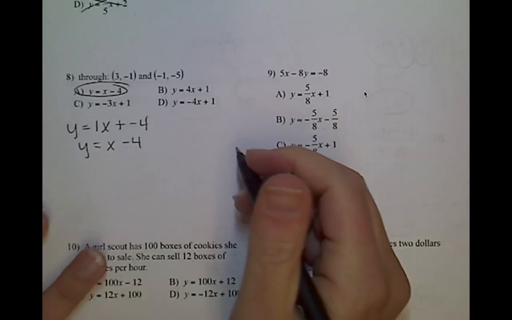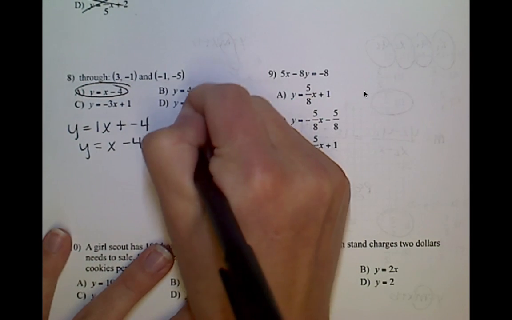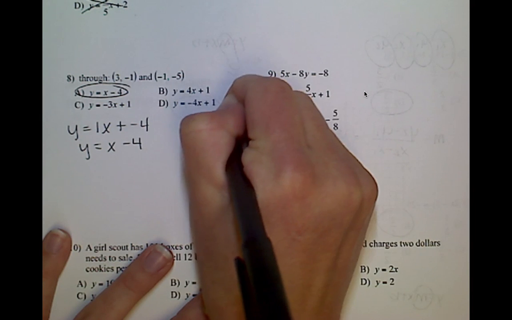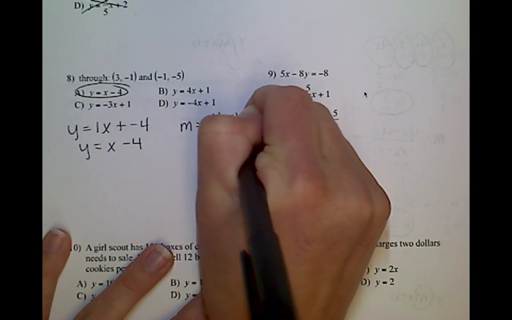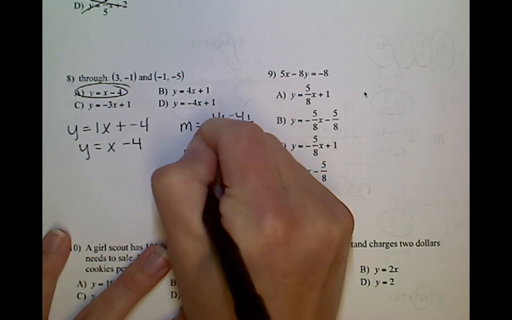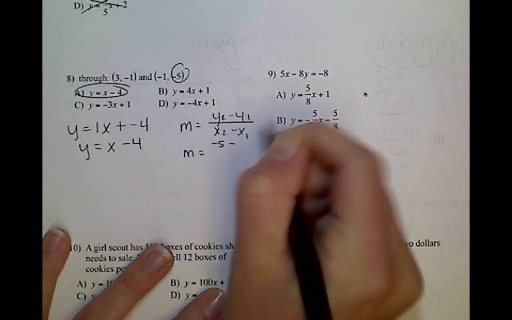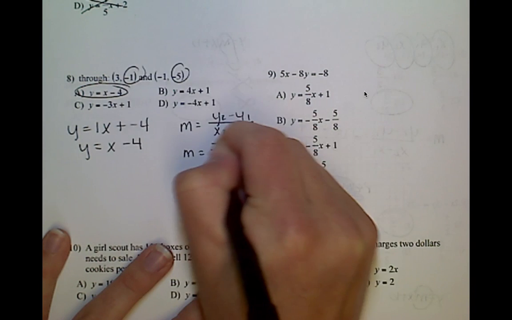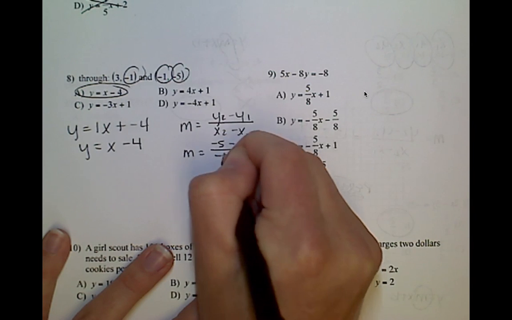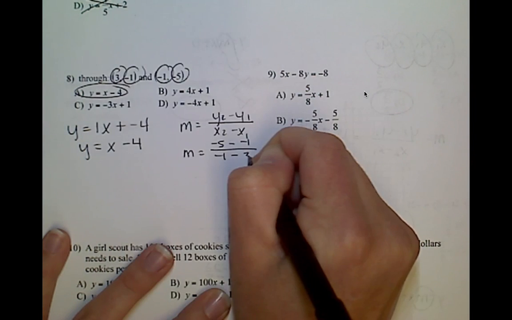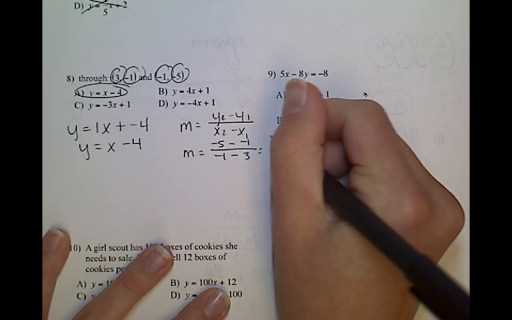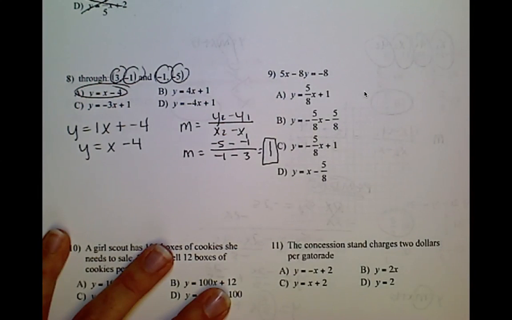If you want to do it the other way, you could find the slope by using m equals y sub 2 minus y sub 1 over x sub 2 minus x sub 1. So therefore we get m equals our y sub 2, which is -5, minus our y sub 1, which is -1, over our x sub 2, which is -1, minus our x sub 1, which is 3. When I type all that into my calculator, I'm left with just a positive 1.